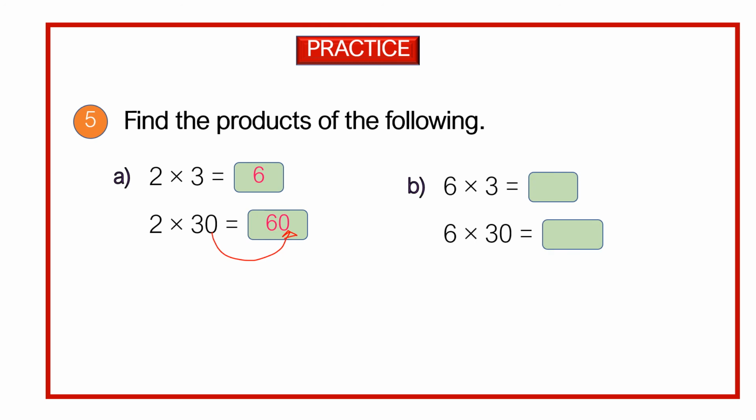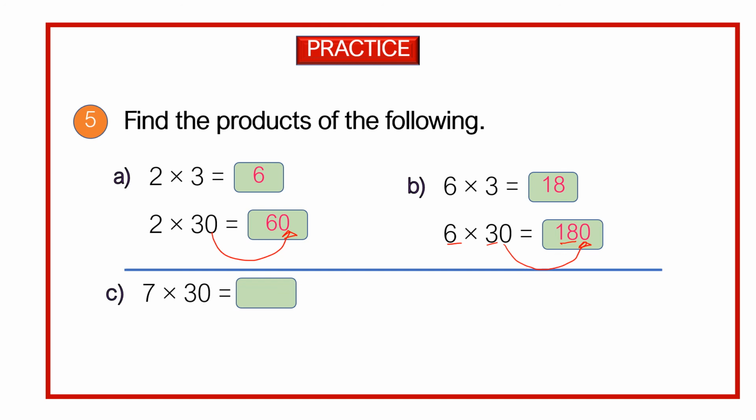In part B, 6 times 3. We know that 6 times 3 equals 18. But now what about 6 times 30? 6 times 30, we will get 180. This means 6 times 3 equals 18, and you bring a 0 to the ones place.